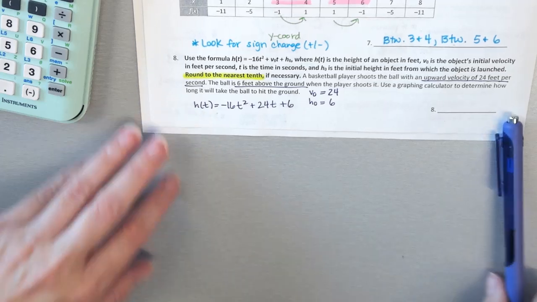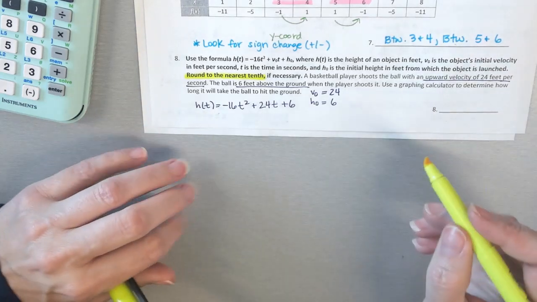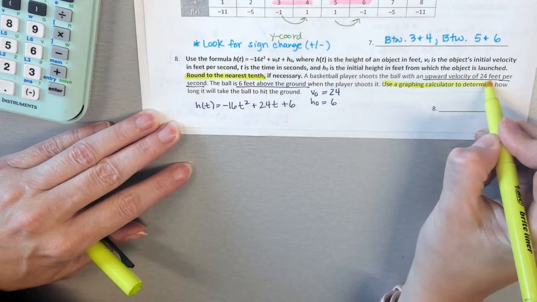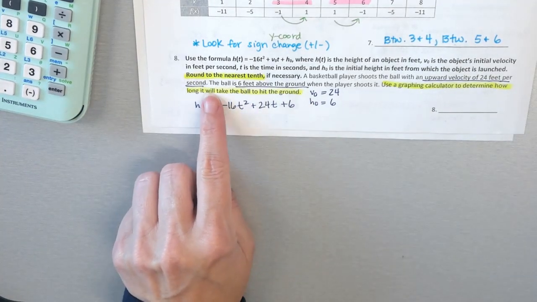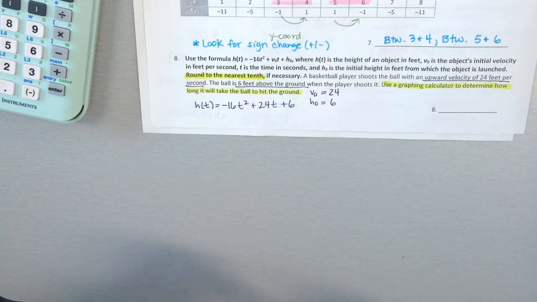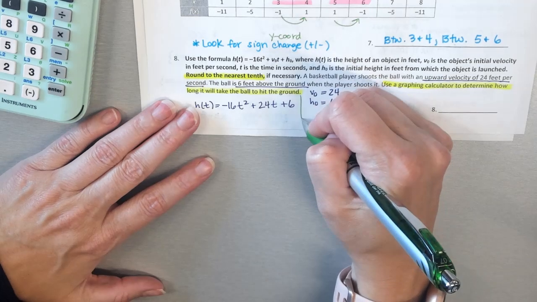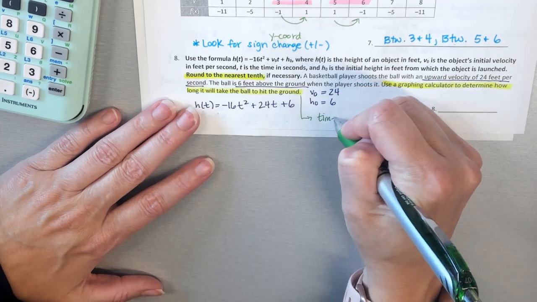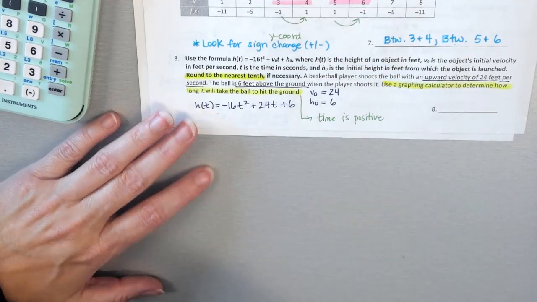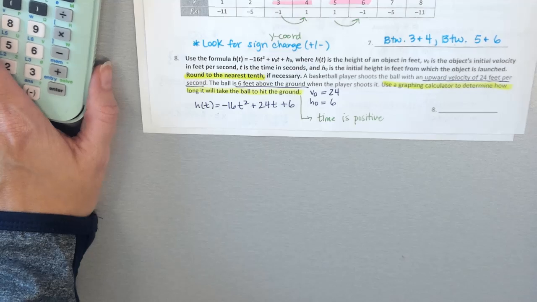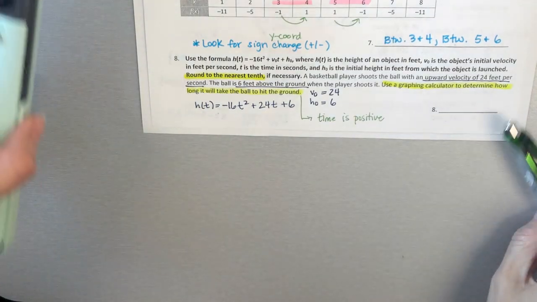Okay, and then when you are using the graphing calculator to determine how long it will take the ball to hit the ground, you are trying to find t. You are trying to find the time. Okay, so your time is positive. So when you're graphing this, you only have to worry about finding the positive value.